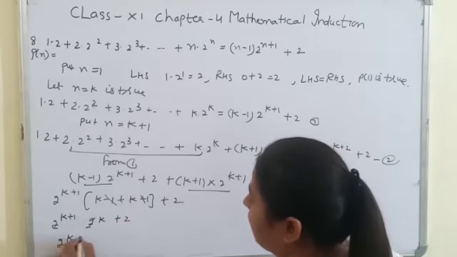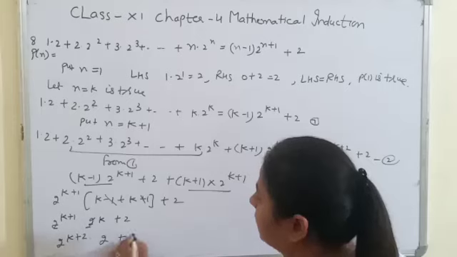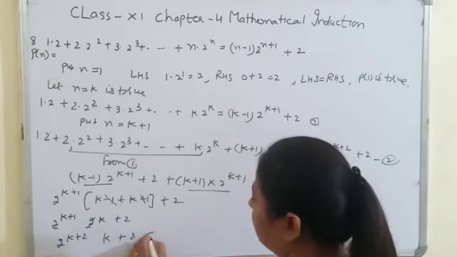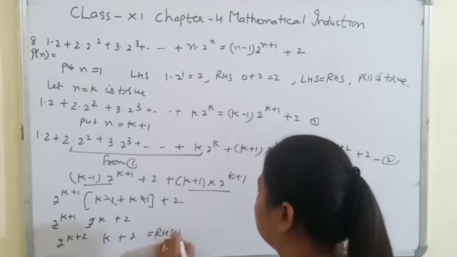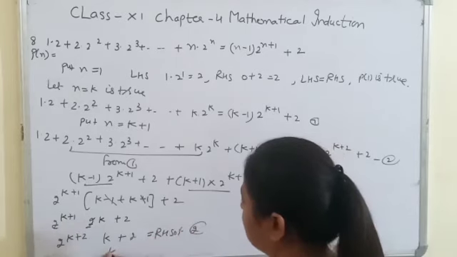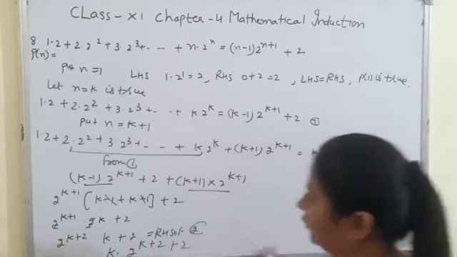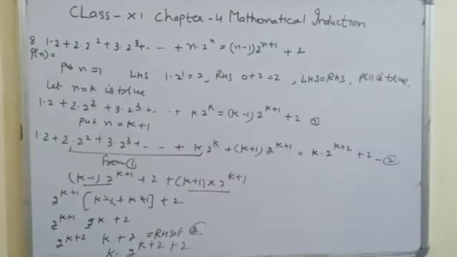Base same, we can add the powers. So what is left with us? This will be equal to the right hand side of the second, k into 2k plus 2 plus 2. Now this was our proof.